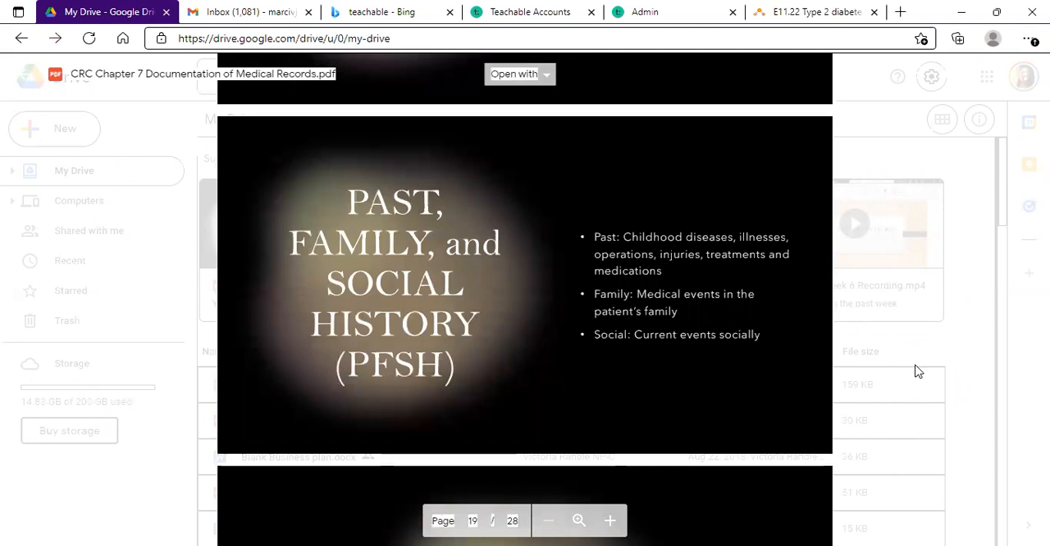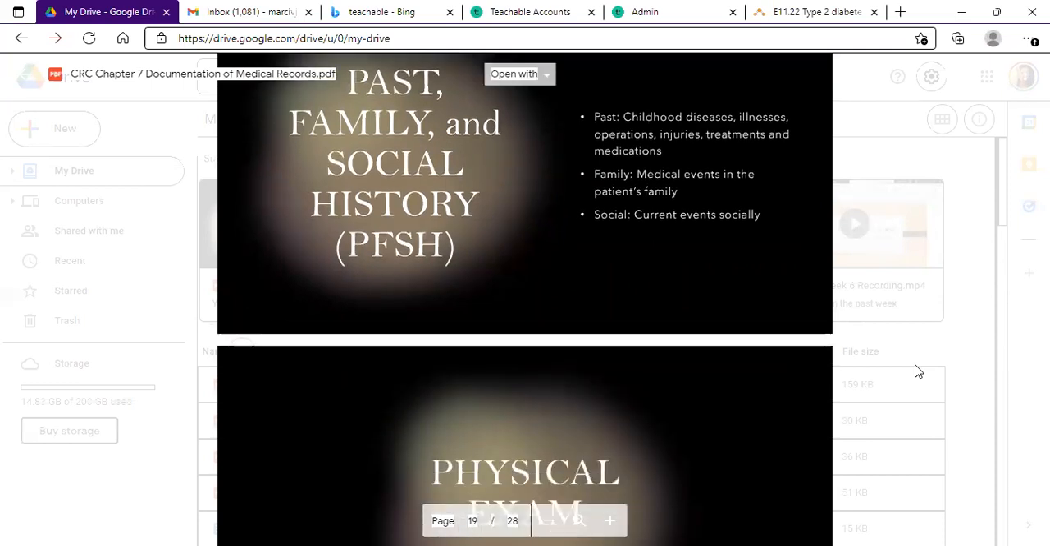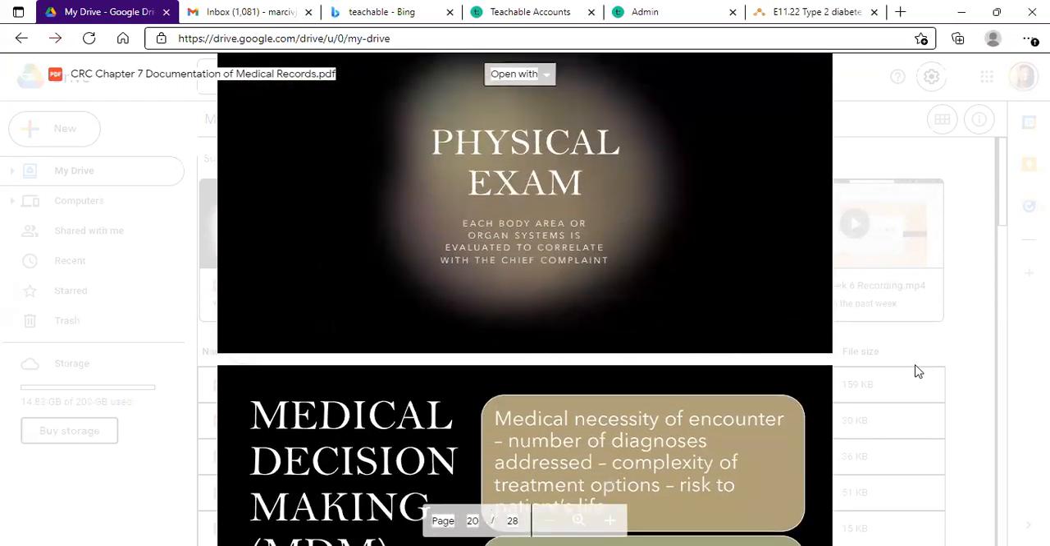So past medical and social history. It's going to say PFSH, or you might see PMH, which is past medical history. So when we're talking about past, we might talk about childhood diseases, illnesses, operations, injuries, treatments, and medication. So when we say family, did your mom have high blood pressure? Did your dad have heart problems since you're having these? Like, what's your family history? Social history. Do you drink? Do you smoke? Occasionally, every day? Your social questions. Do you work? Are you married? Are you retired? That goes into your social history. That's a part of your medical record.